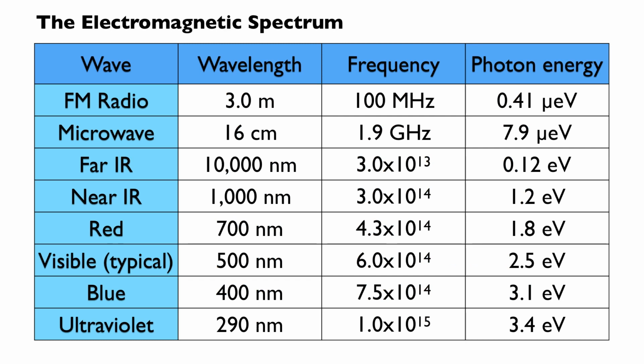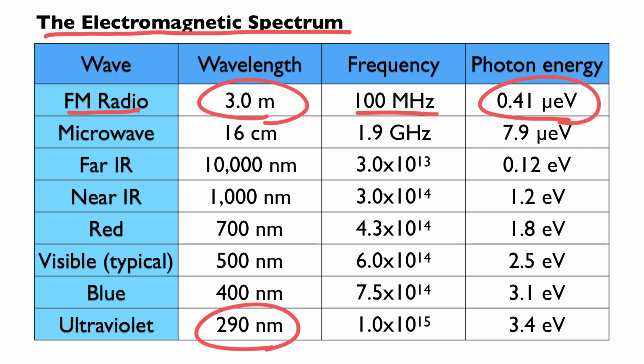Now here's the complete electromagnetic spectrum, and these are typical values that we can just use as a reference. If I look at FM radio, it's really long wavelengths, and therefore relatively low frequencies, and as a consequence, very, very low photon energies. Whereas ultraviolet light has short wavelengths, very, very high frequencies, and as a consequence, very, very high photon energies. And the high photon energies are important in understanding its biological effect, which is something we'll talk about.